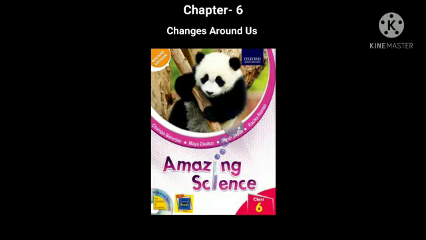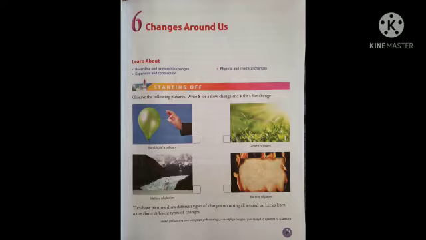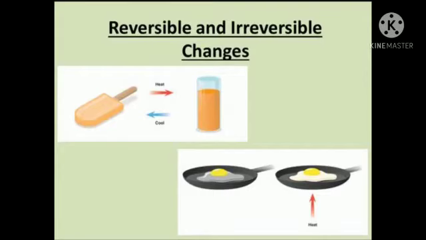Hello students. Today in this video I'm going to discuss chapter number 6, Changes Around Us. Students, there are different types of changes around us that you can see in daily life, like bursting of a balloon, growing of a plant, melting of ice, burning of paper, growing of a child into an adult. All these changes can be broadly categorized as reversible change and irreversible change. Now we will discuss reversible changes and irreversible changes.